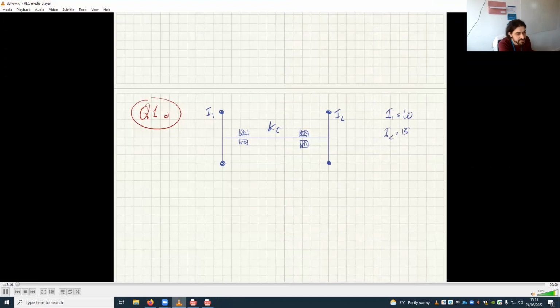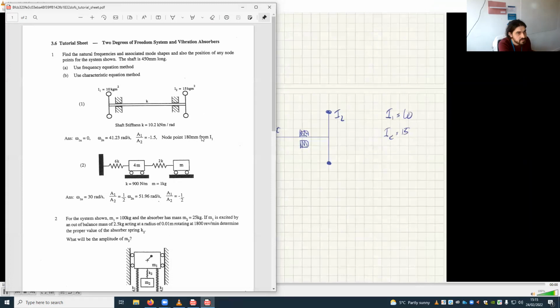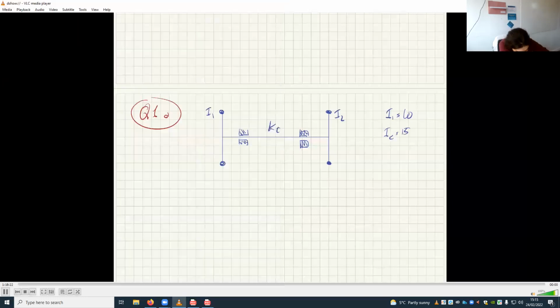And the spring that connects them is K. K is 10.2 kilonewton meters per radian. And of course, I1 is in kilogram meter squared and I2 is in kilogram meter squared because it's a rotational system. Let's find the natural frequencies of this thing.